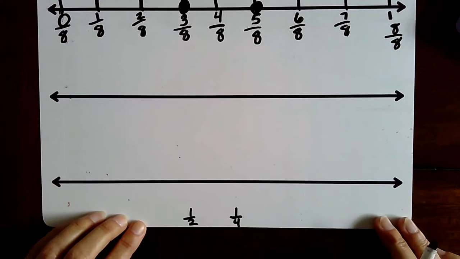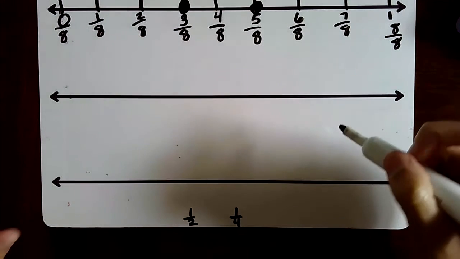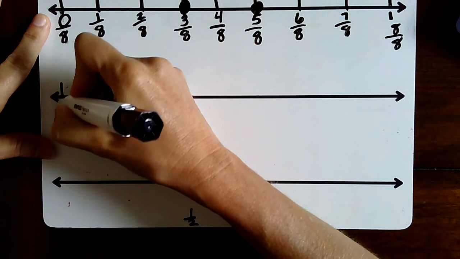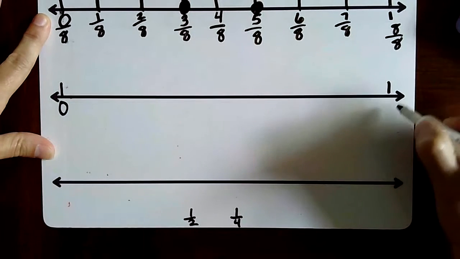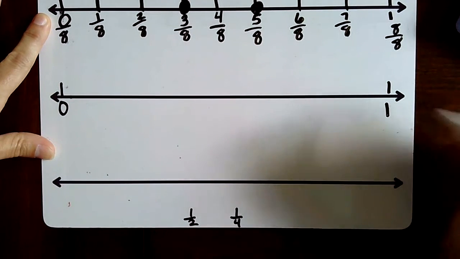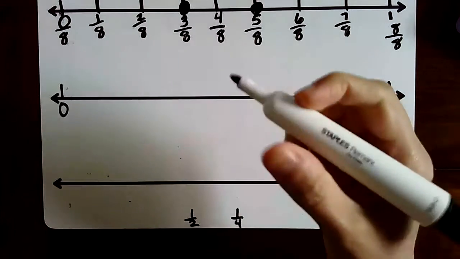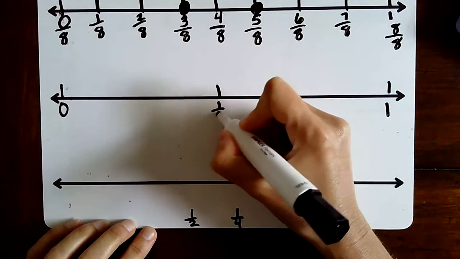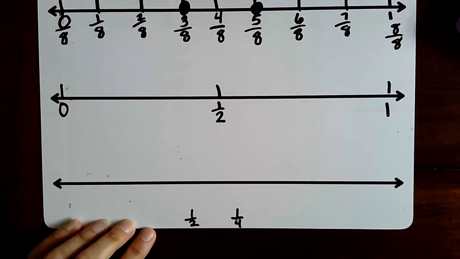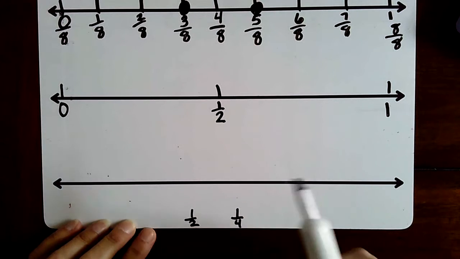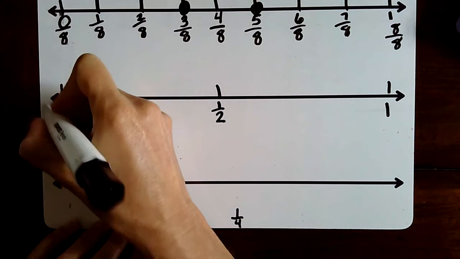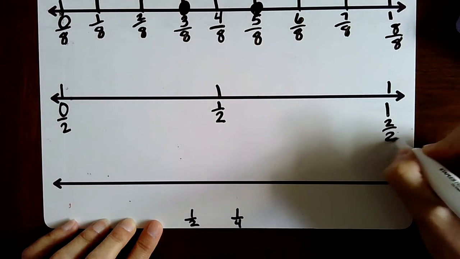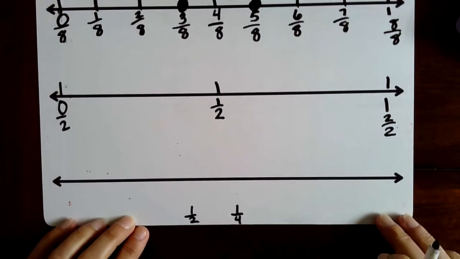1/2 and 1/4. So for our top number line, we're going to divide it in half. So we'll put a 0 here, a 1 here, and this is pretty easy, half. So we're just going to find the midpoint, draw a line, and label 1/2. We could go back and say 0 halves, 1/2. 1 whole is the same as 2 halves. And there we go. That one is labeled.